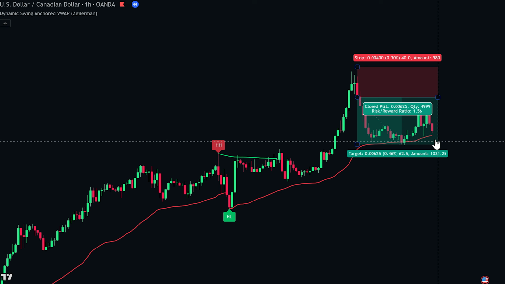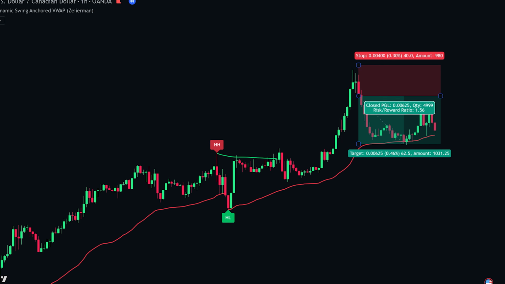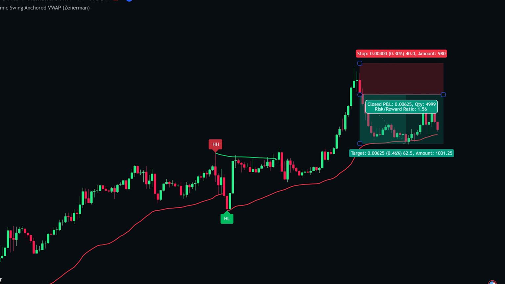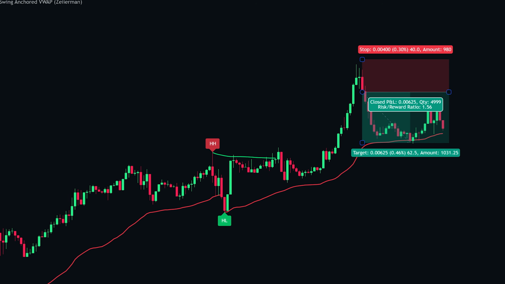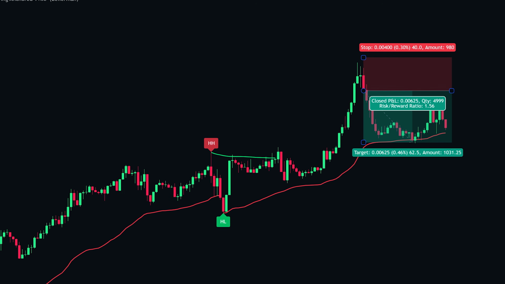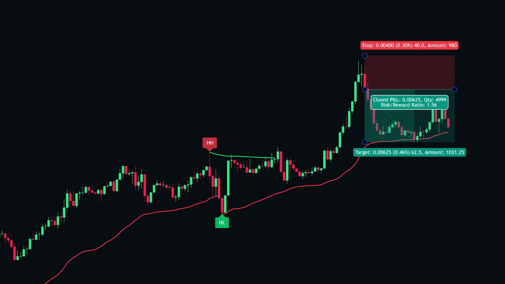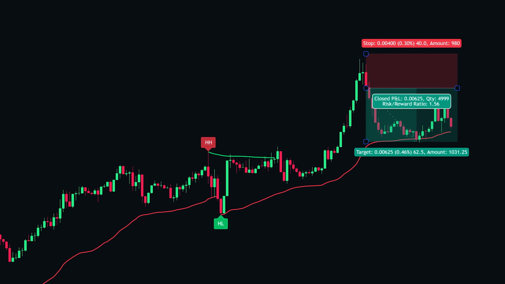And that's how you trade with the Dynamic Swing Anchored VWAP by Zayerman. Whether you're using simple retests, waiting for break and retests, riding impulses, following the trend bias, or fading mean reversion moves, this tool gives you fair value, structure, and clean entries in one place.